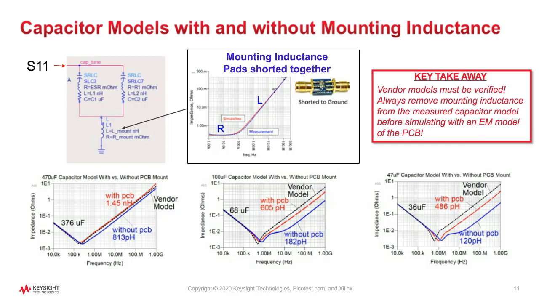The bottom three plots compare the vendor-provided model, black dotted trace, and the measurement of the capacitor, red dashed trace, with the measured model of the capacitor with the mounting inductance removed, blue solid trace. In every case, the vendor model is closer to the measurement with the mounting inductance included and is the wrong model for attaching to the EM model of the PCB. All the capacitors were measured and models created to remove the mounting inductance.